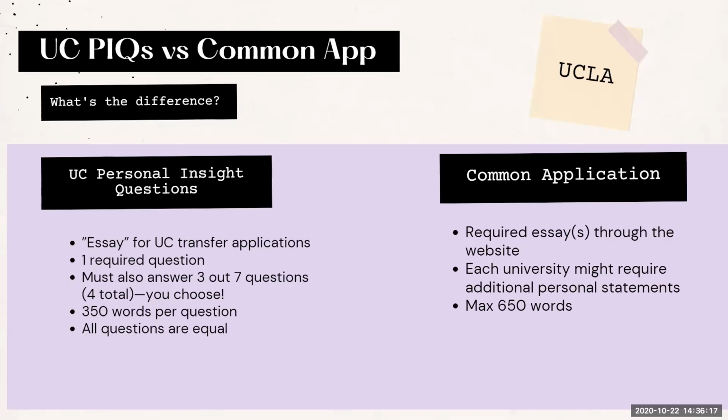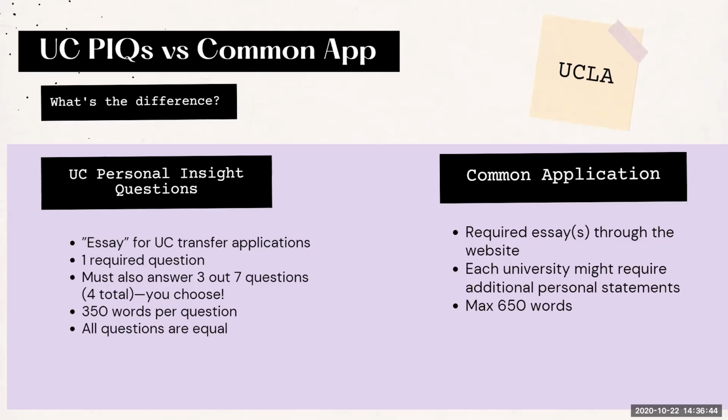What's the difference between the UC PIQs and the Common App? To start off, the UC Personal Insight questions, these are the questions that are sent out to the University of California universities. So if you're applying to a UC, this is the application that you would have to fill out. These are considered the essay for UC transfer applicants.